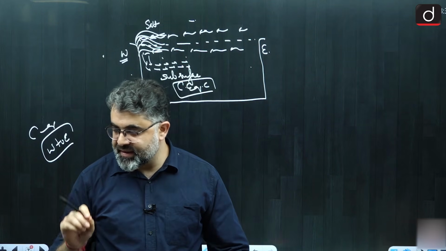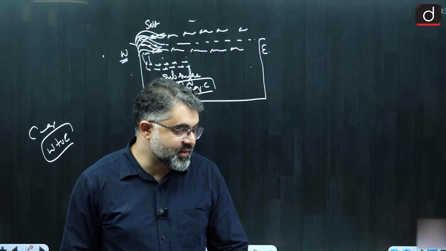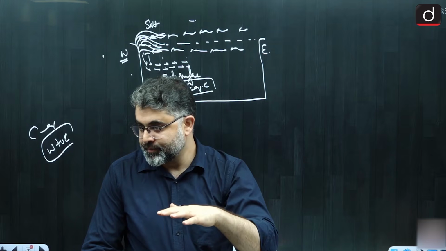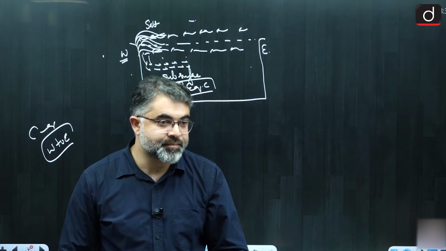So the counter current is generated because of these two factors. Two currents merging on the western part. Because not only is water accumulating, salt is also accumulating, and as salt accumulates, density increases.